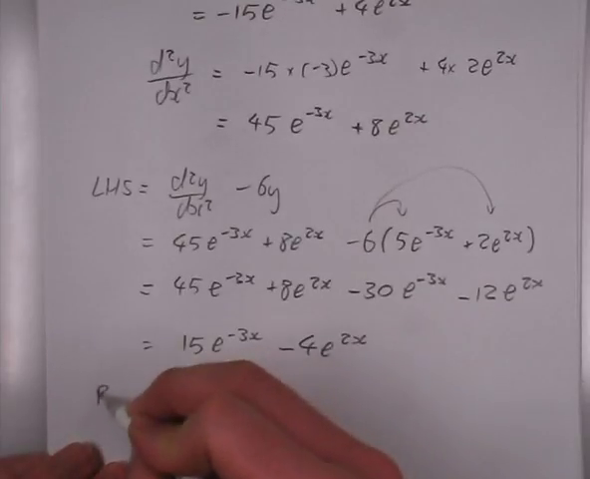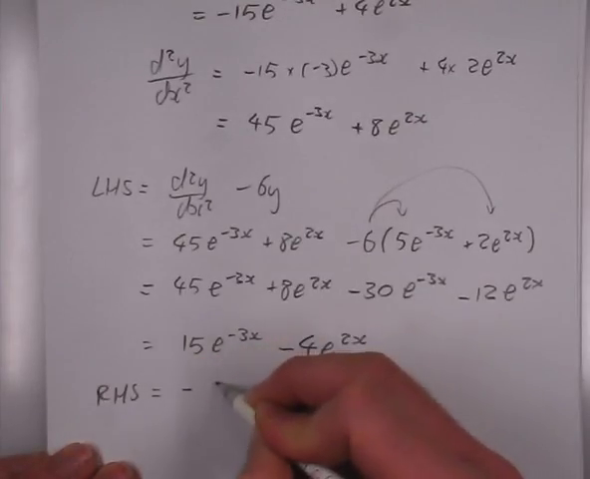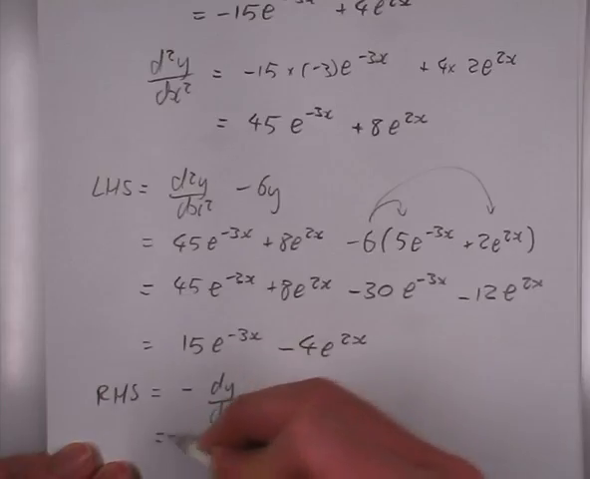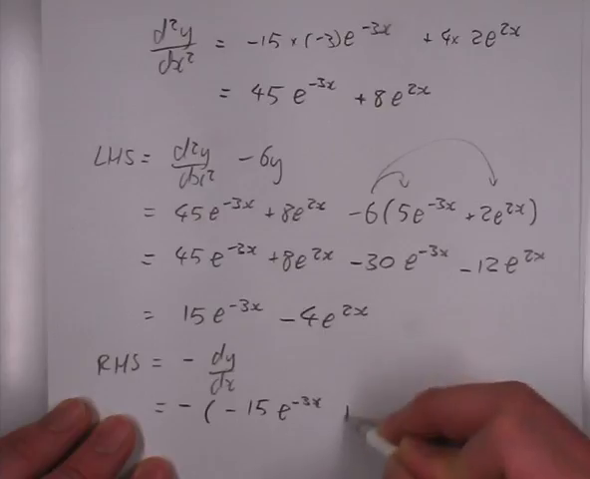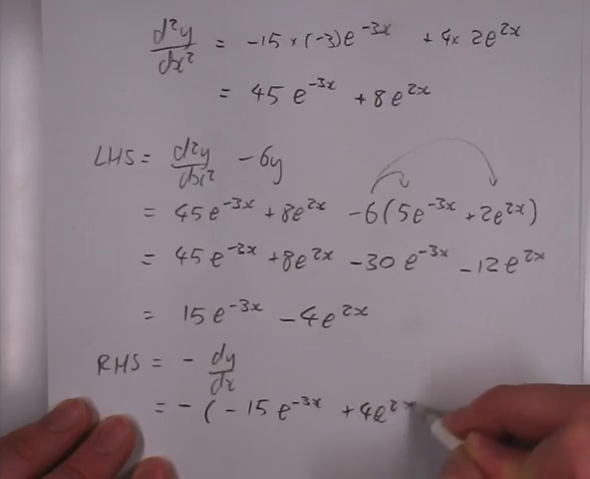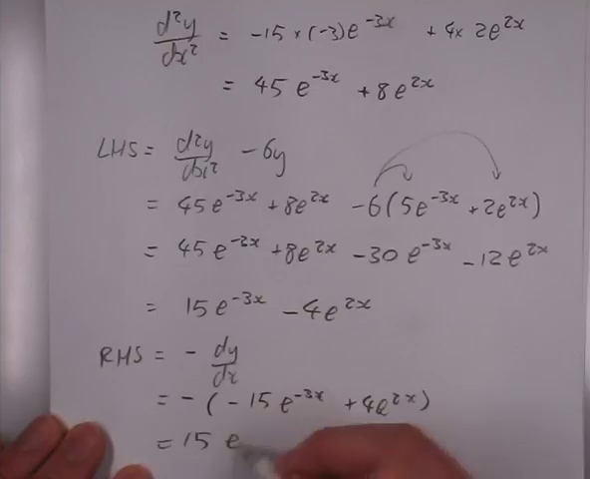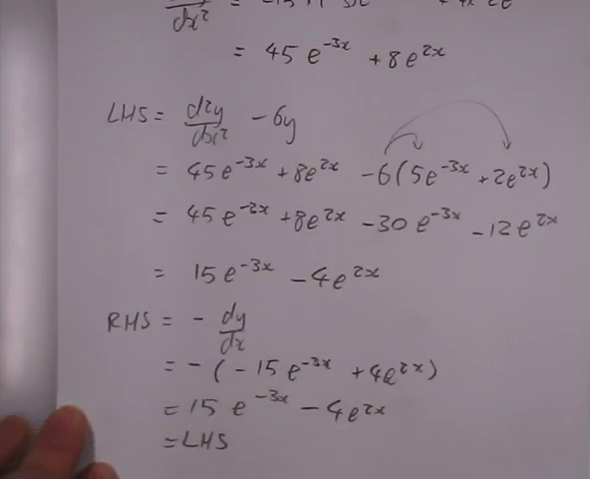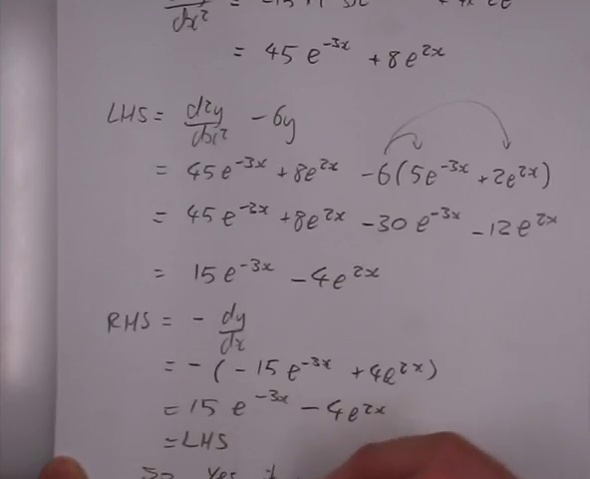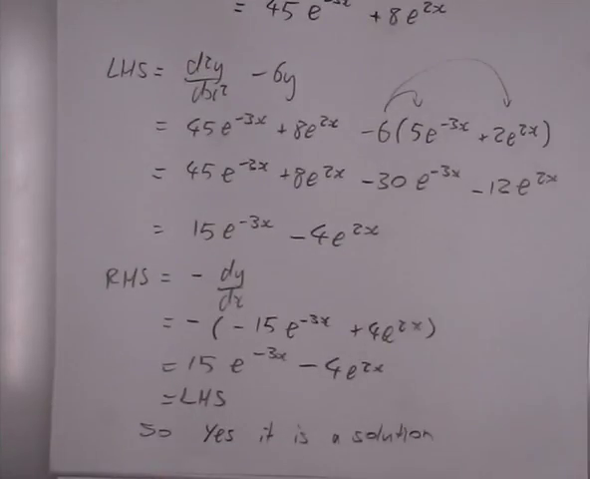Okay, so the right-hand side is minus dy on dx, which is minus 15 e to the minus 3x plus 4 e to the 2x, which is 15 e to the minus 3x minus 4 e to the 2x, which is the left-hand side, because they're the same. So yes, it is a solution. Okay? Is that all right?